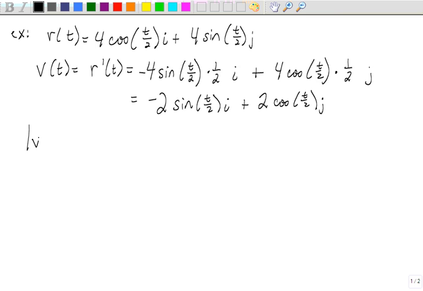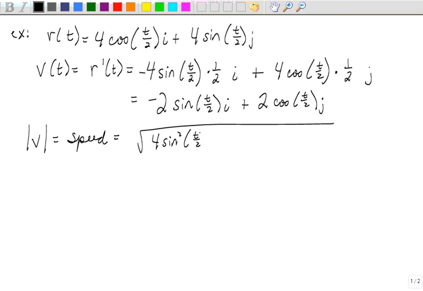The magnitude of v is the speed, and that's going to be the square root of each one of those squared. But cosine squared plus sine squared, remember, is 1. So that's the square root of 4, which is 2. So this is telling us that the speed is constant for any time.